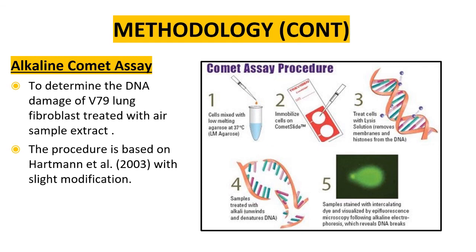After that, the samples will be treated with alkaline to unwind and denature DNA. After that, the sample will undergo alkaline electrophoresis, which will reveal the DNA breaks. And the longer and the darker the tail of the comet, it indicates the cell contains more DNA damage.